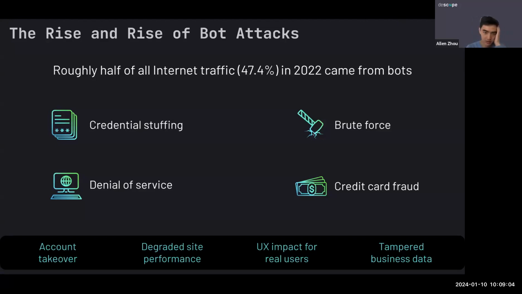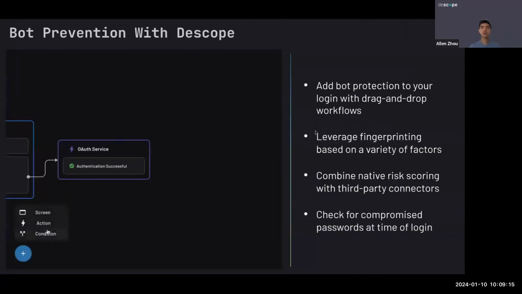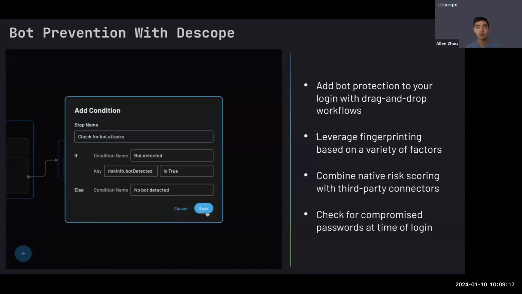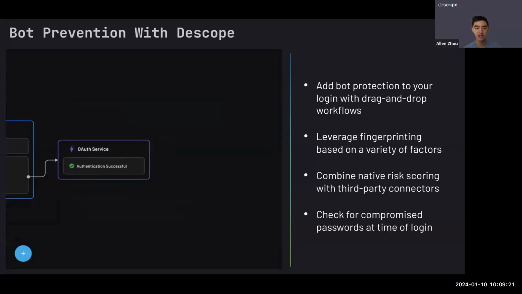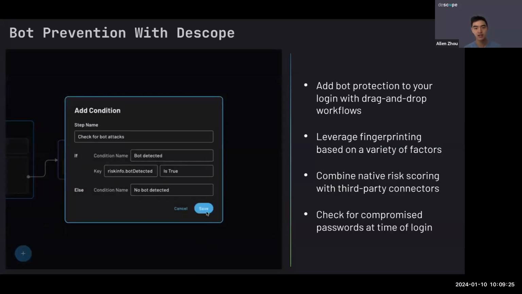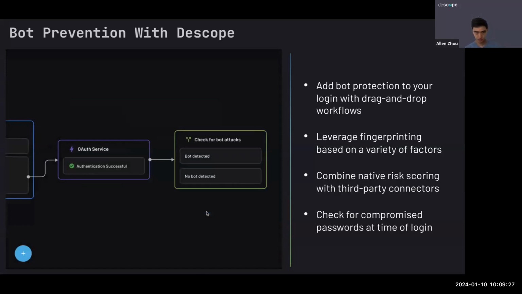So it's a pretty big issue, like account takeover, your site's performance can be degraded, and a lot of bad stuff can occur. So those are some of what we talked about: what Descope is, what some of the common attack vectors are, cyber attacks, and how those two things are related.